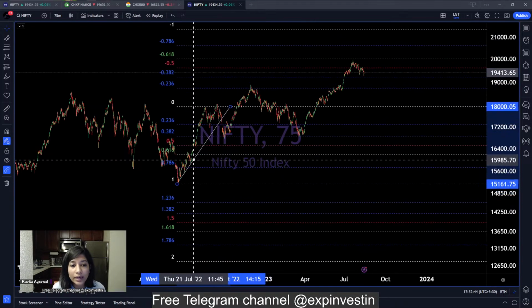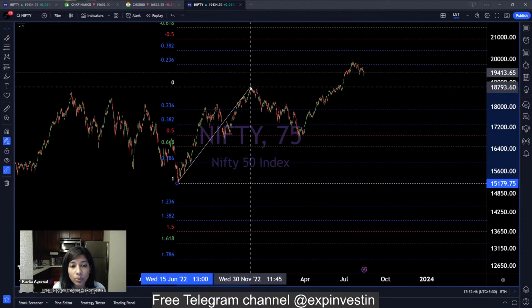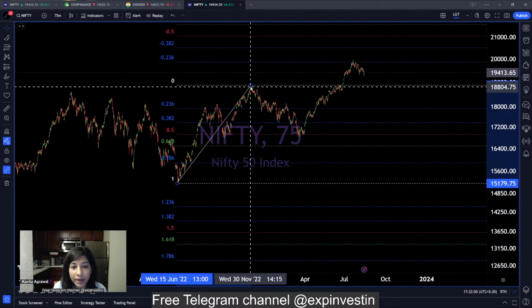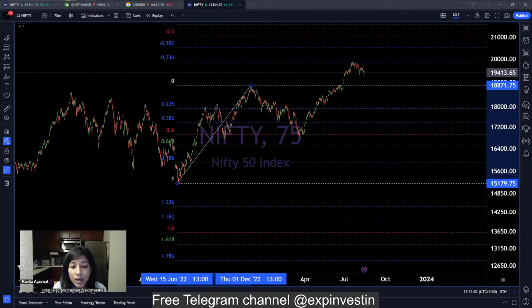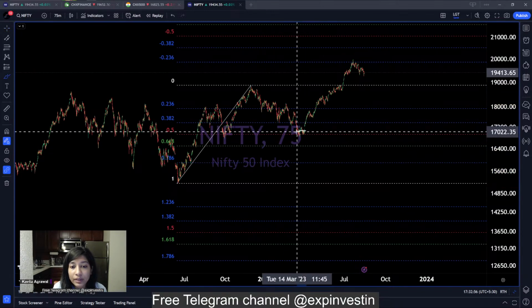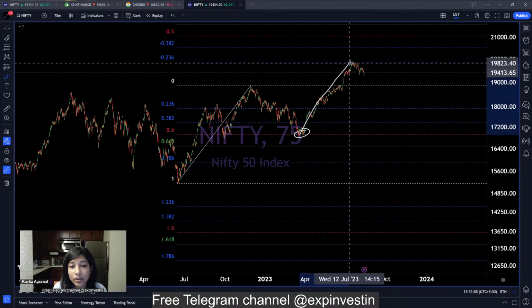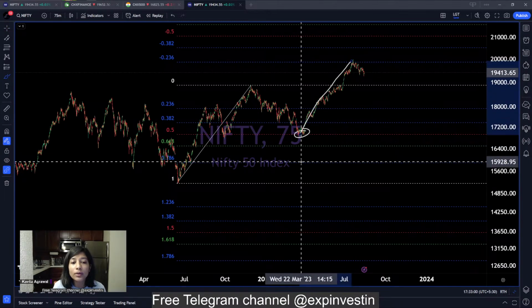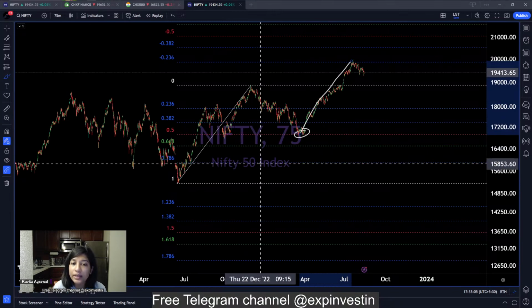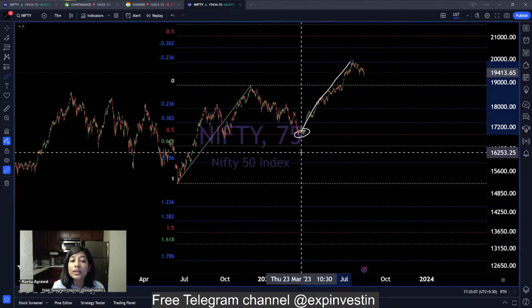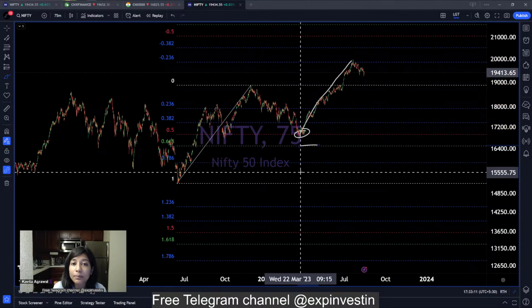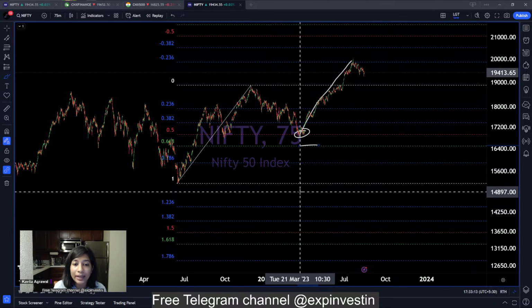Okay, so for that, let's just move one more step lower. For instance, when this entire wave had played out and the correction began, you can see that the correction stopped exactly at the 50% mark and it started to go up. So usually what is observed is that when a trend is very strong, in a bull market or an uptrend, it usually does not retrace more than 61.8% of the entire trend.